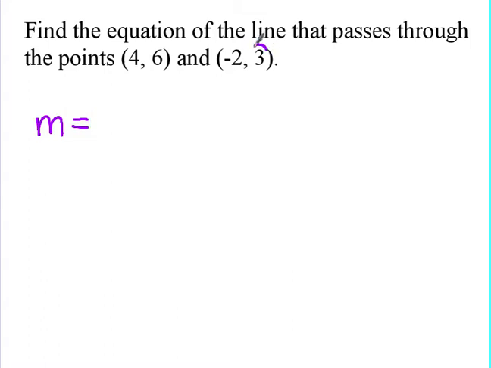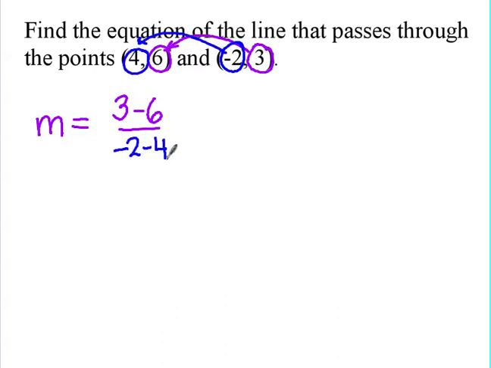Yep. Well, y2 minus y1. So in this case, 3 minus 6 over -2 minus 4. Okay. So what is 3 minus 6? -3 over -6. So my slope here is 1/2. Now, do you know the y-intercept?